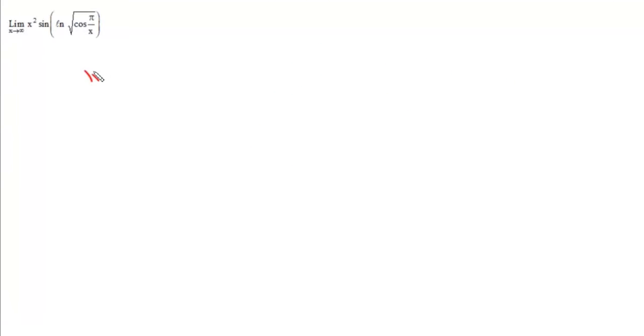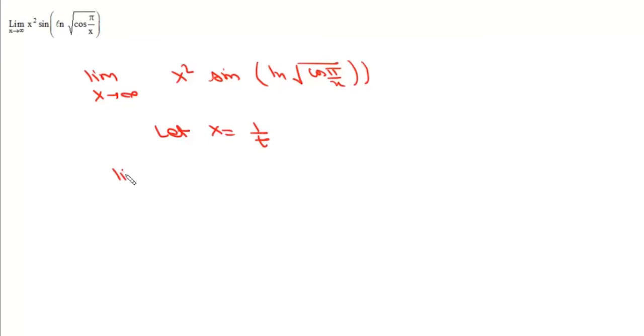Now here the question is the limit as x tends to infinity of x square sine of log under root cos pi x. Now what we'll do is we'll let x as 1 by t, so it will be the limit as t tends to 0 positive of 1 upon t square sine, and we'll take this power out, so it will be 1 by 2 log cos pi t.